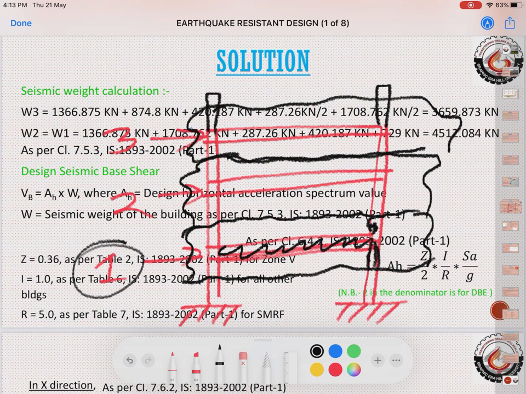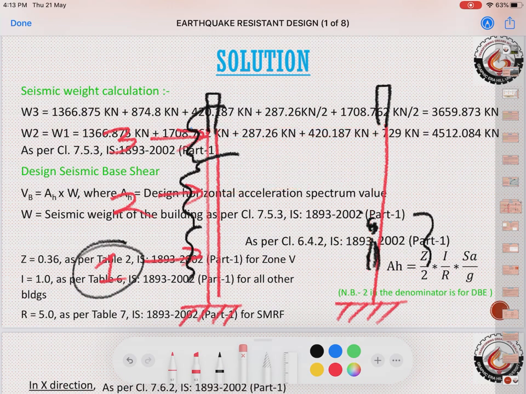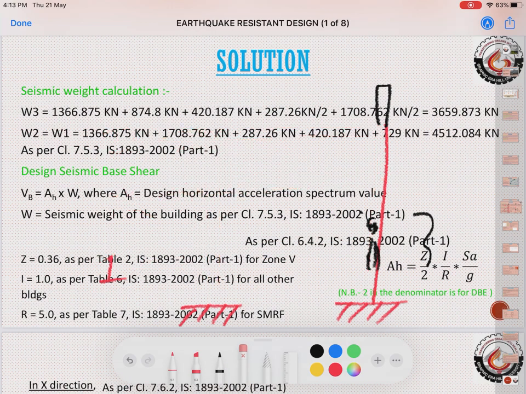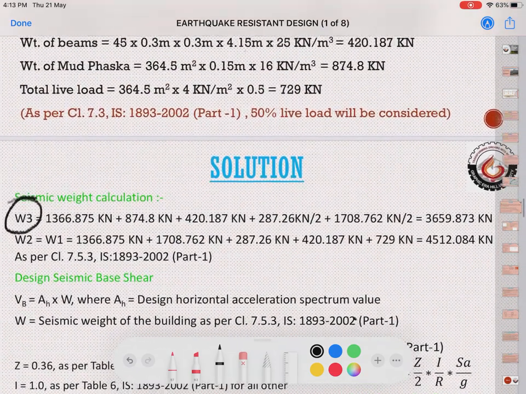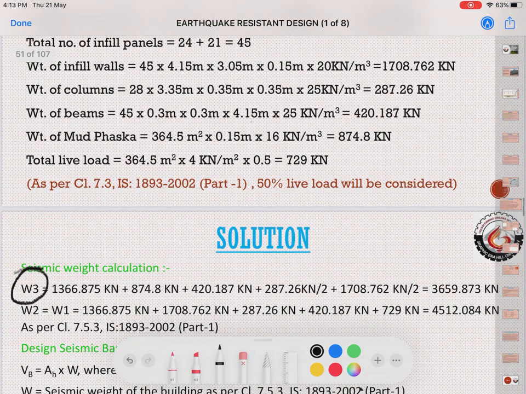But for the third case, for calculating the seismic weight of the roof, there is no column above the roof. So you just have to consider the weight of lower half columns. So in the self weight of columns, just divide it by 2. Also remember that mud fuska is only applied on the roof. So you just have to consider mud fuska's weight on the roof only.